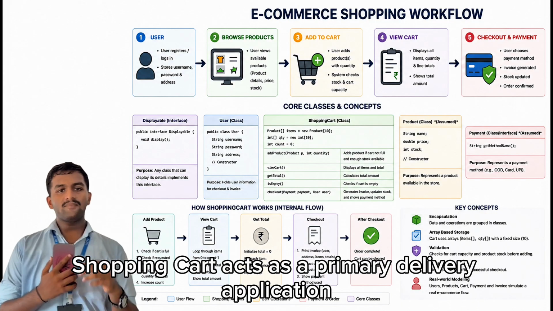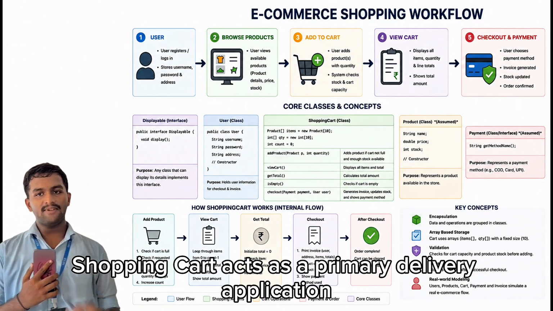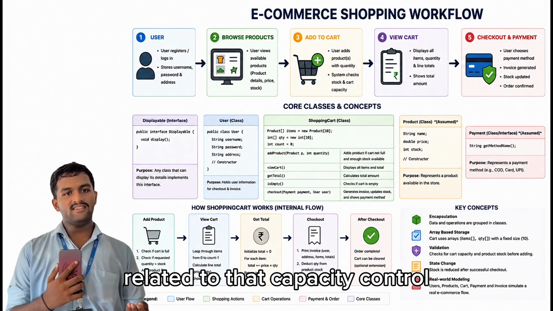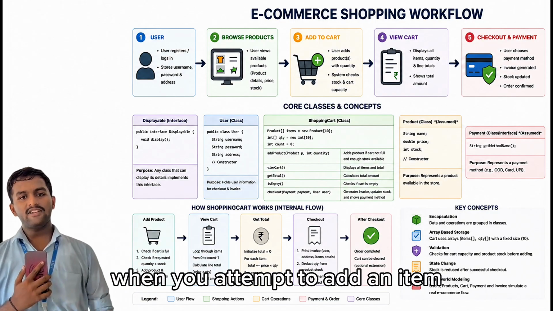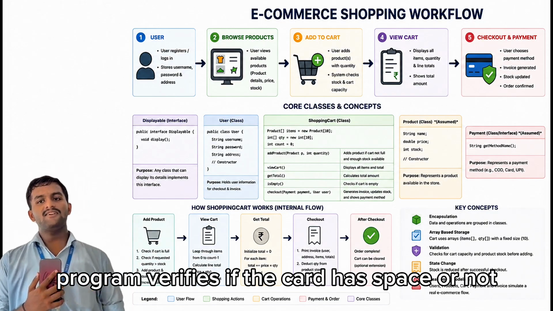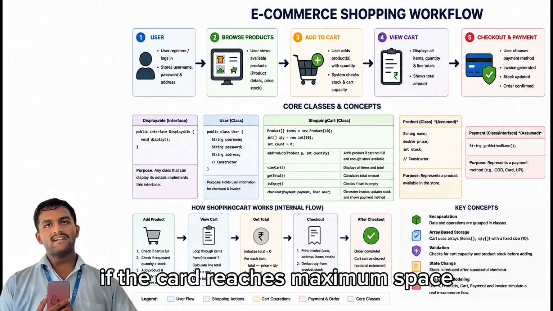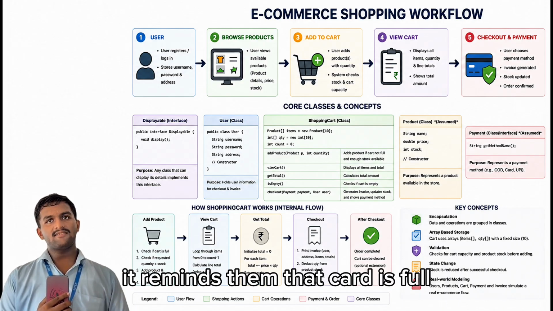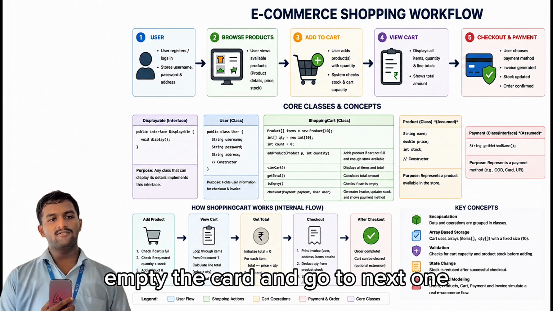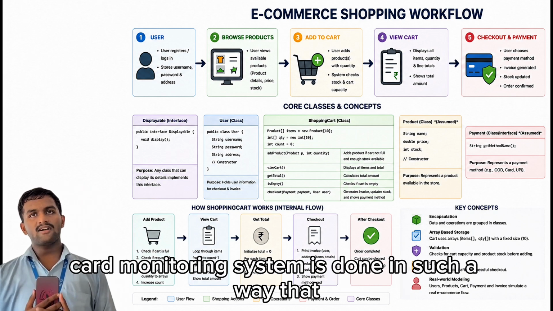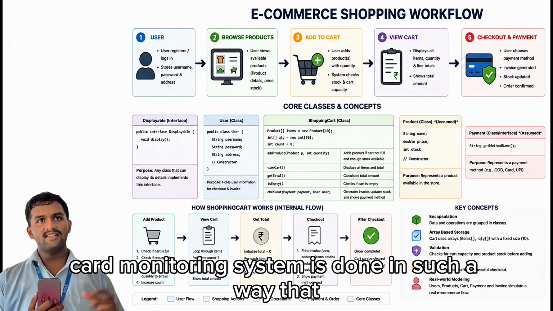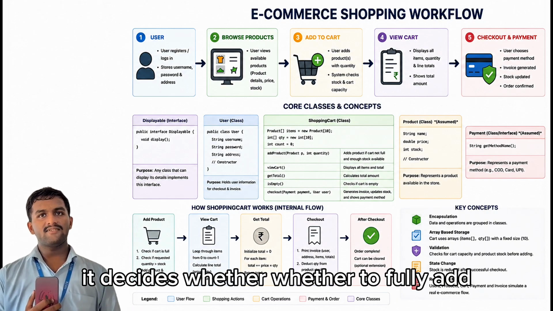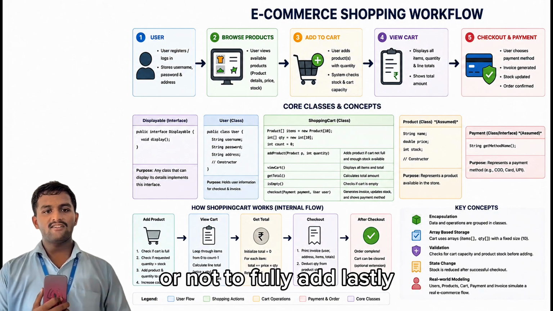Cart engine: the shopping cart acts as the primary delivery application, handling the logical flow of adding items, generating the bill, and also the order history. Capacity control: when you attempt to add an item, the program verifies if the cart has space or not. If the cart reaches maximum space, it reminds the user that the cart is full, and to empty the cart and go to the next one. Cart monitoring is done in such a way that, based on the maximum items added to the cart, it decides whether to fully add or not fully add.